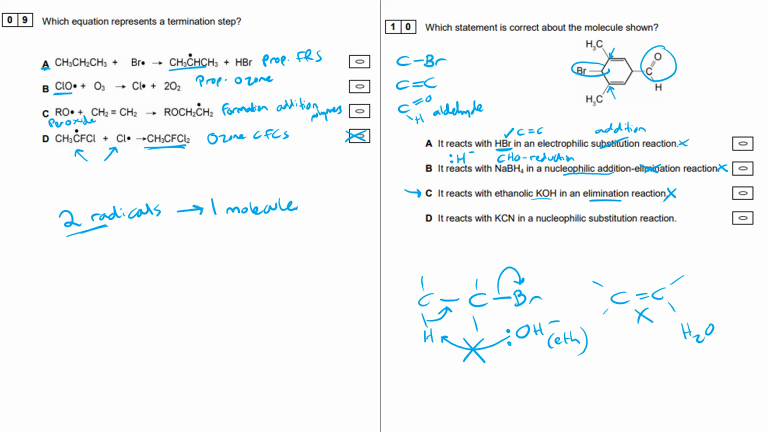And then finally, statement D, it reacts with KCN in a nucleophilic substitution reaction. So KCN, the cyanide ion, will attack a delta positive carbon, acts as a nucleophile, bonds to the carbon, and the bromine will break off in a nucleophilic substitution reaction. So that would happen. That statement D is correct.